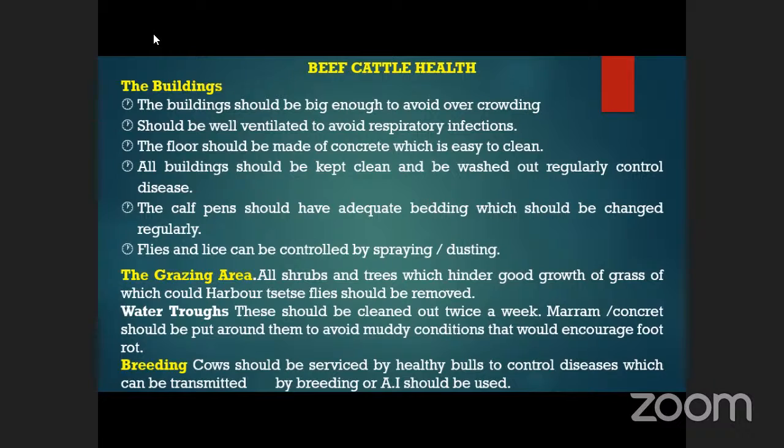The other is the grazing area, where they graze from if they are not inside the house, if they are not inside the building. Make sure that all trees and shrubs which hinder good growth of grass, which would harbor flies, should be removed. Remove all the big trees, okay? The shrubs, because they can act as hiding place for these parasites, the flies, which have ability to introduce diseases into the farm.